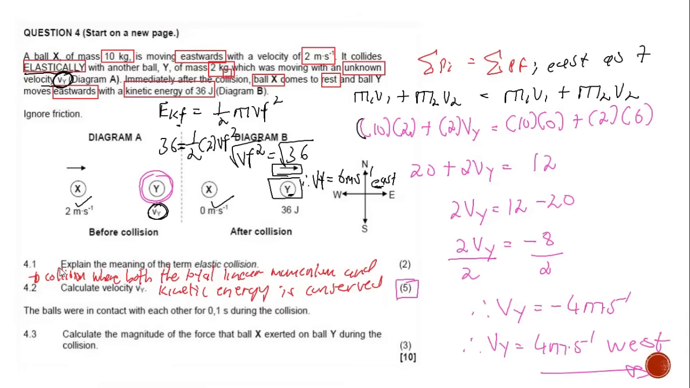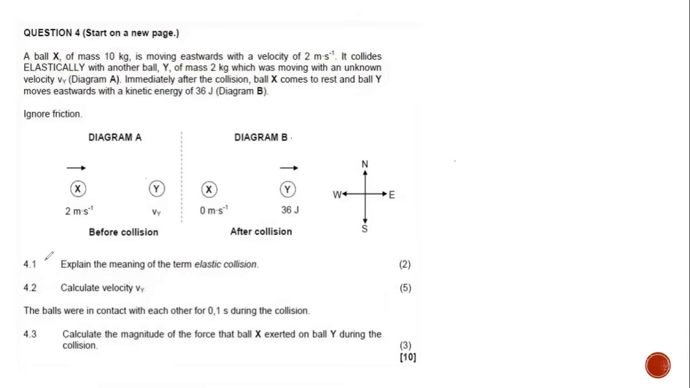Okay, then we proceed to 4.3. We have a statement above. It says the balls were in contact with each other for 0.1 seconds. So this is the collision time. Then during the collision, calculate the magnitude of the force.